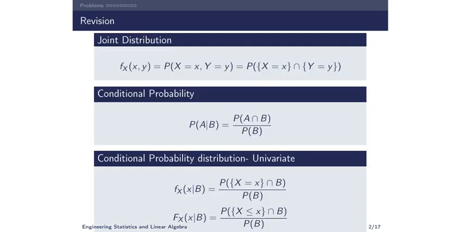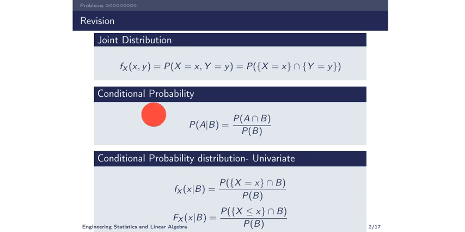Moving into the revision, our core idea is joint distribution. The probability mass function or probability distribution function for a joint variable is given by f_XY(x,y) equal to probability of X equal to x comma Y equal to y. Here comma indicates that it is the probability of X being x and Y equal to y, so that can be represented as intersection. This was our core idea.